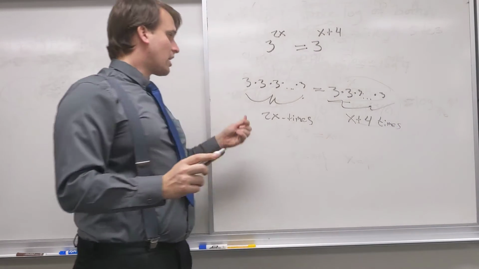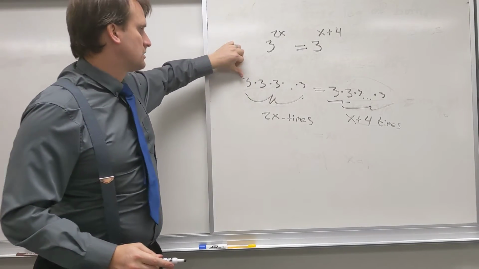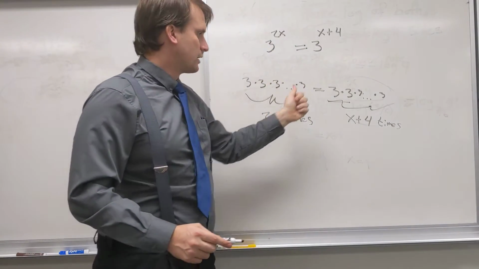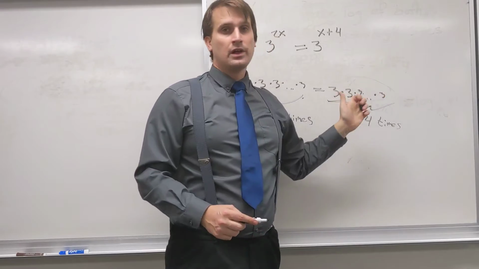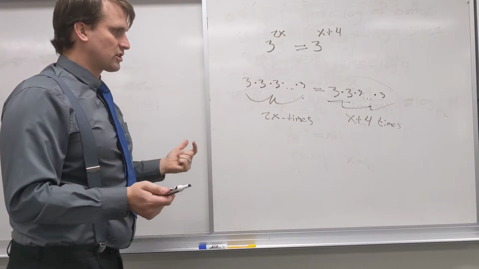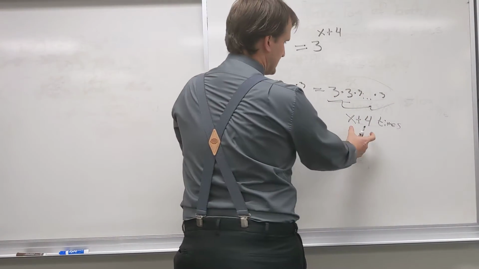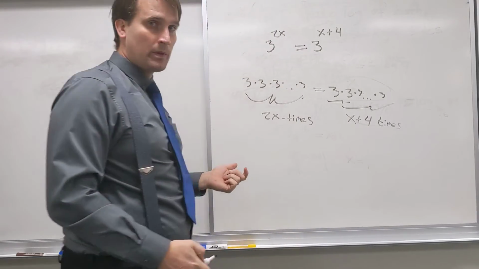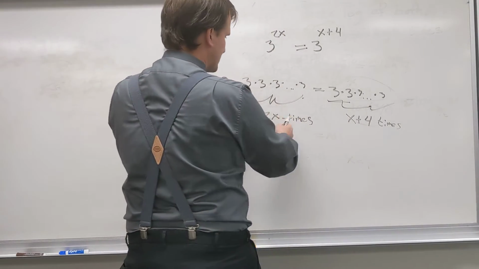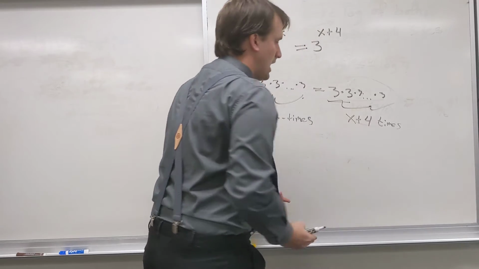So if I've got over here 2x, 3 times 3 times 3, and over here I've got x plus 4, 3 times 3 times 3, the only way that those two things are going to be equal is if 2x is equal to x plus 4. So we can go ahead and say that 2x is equal to x plus 4.